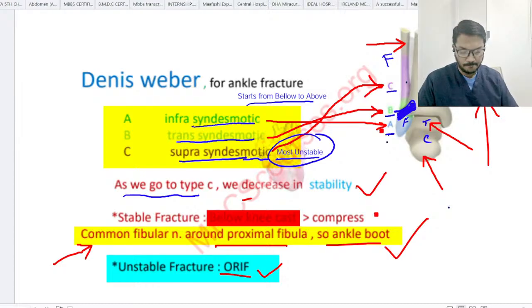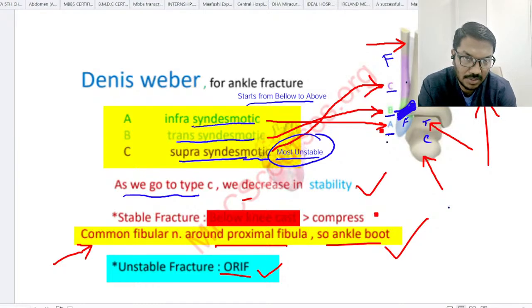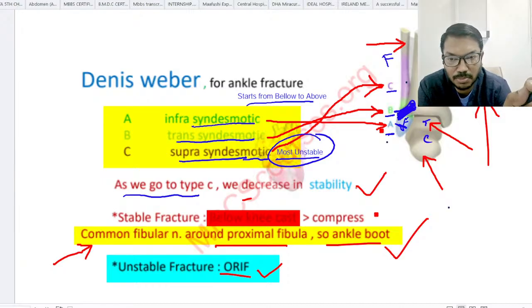Okay. So when there is a type A fracture, this is just about the fibular head part. If there is any fracture at this level, it is normal. It will improve. And treatment will be just to give some support with the cast.